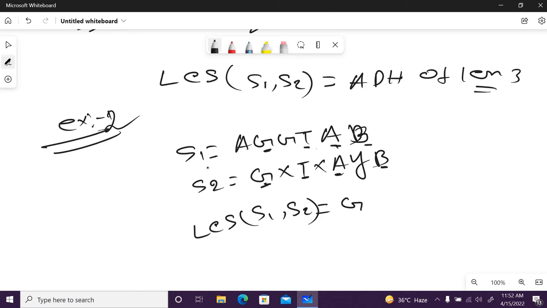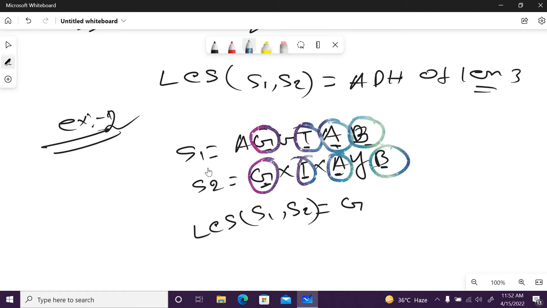So what is the longest common subsequence? G, T, A, and B. It is very easy to understand, right? G, T, A, B. What is the length of that? The length is 4. Greater than 4, we cannot find. So this is the longest common subsequence for this example.